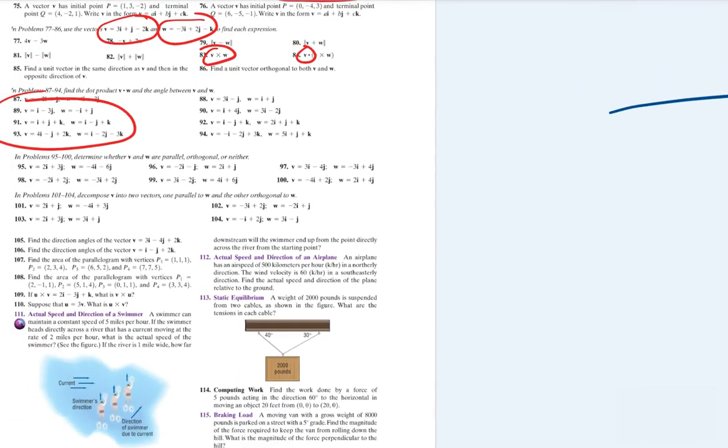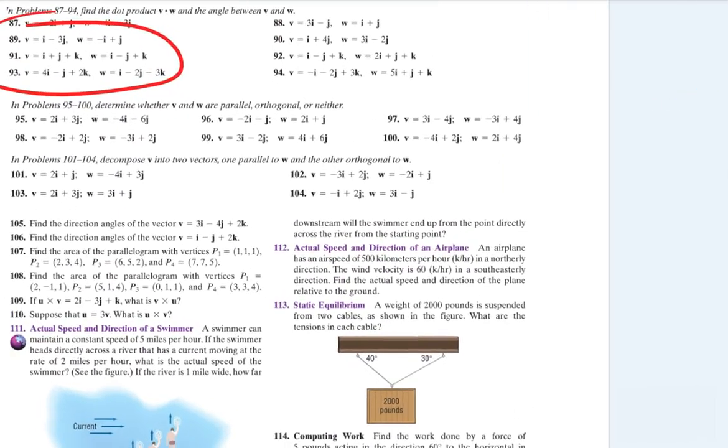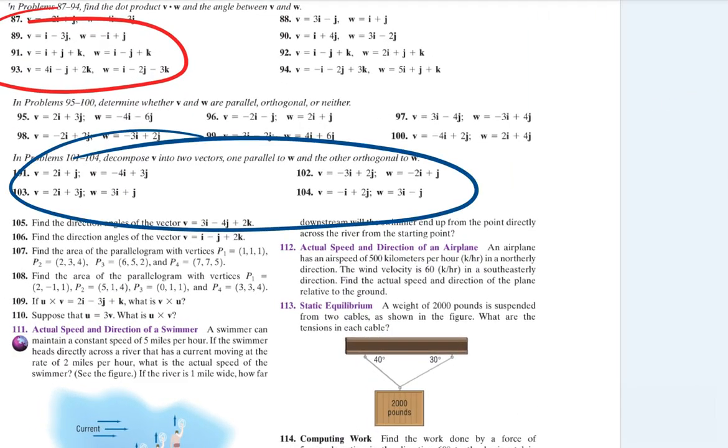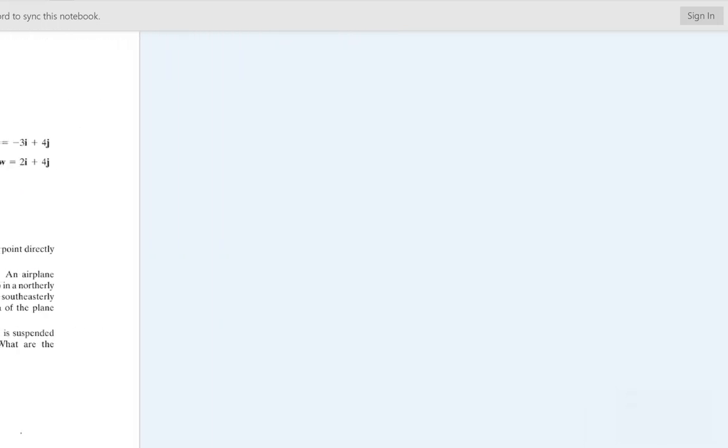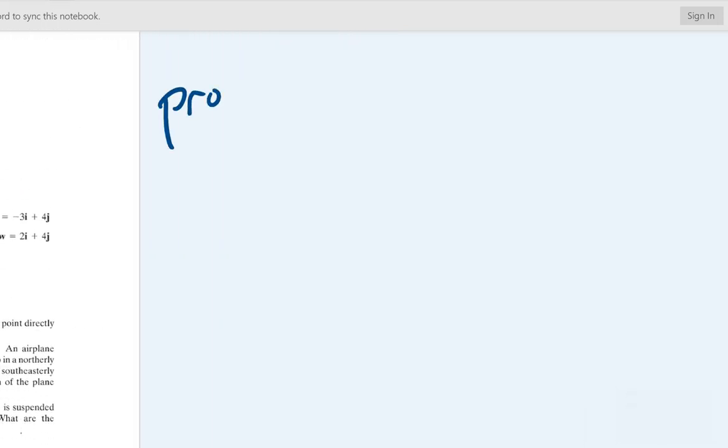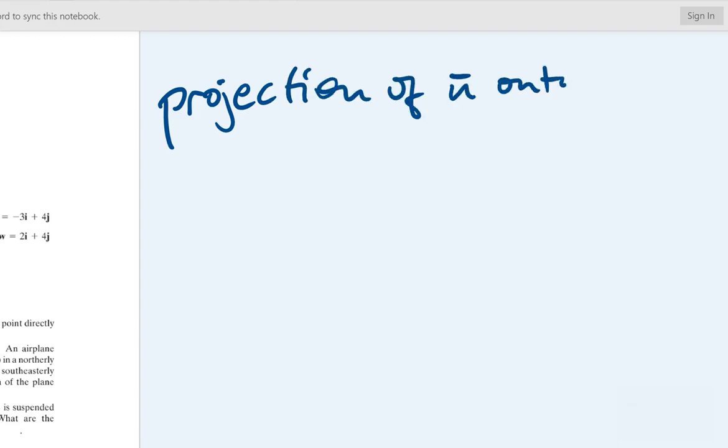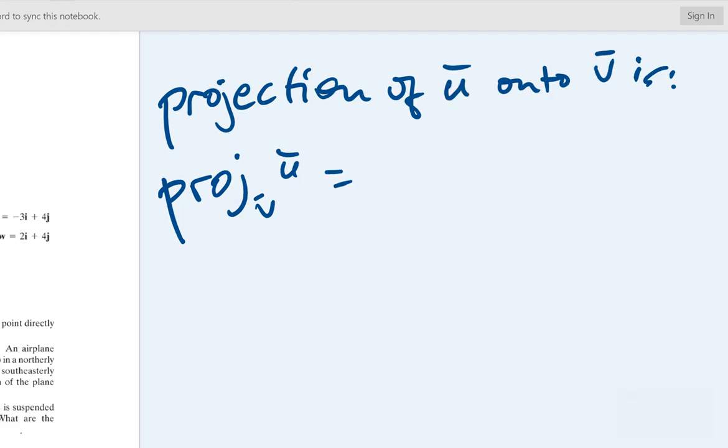And then there's one kind of problem that's really important. It's using the projection of the two vectors. All right, so let me pull it over here. So the projection of, let's say, u onto v is given by this. So you do proj u onto v like this. That's going to be u dot v over the length of v squared times v.